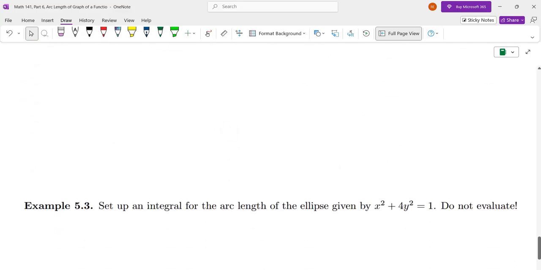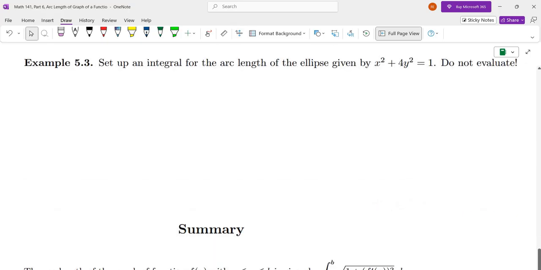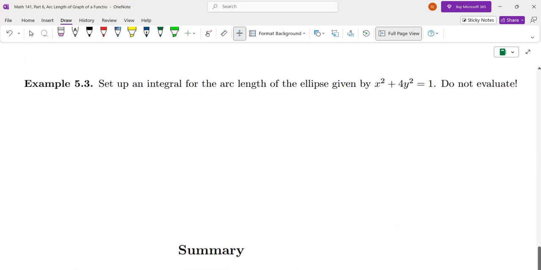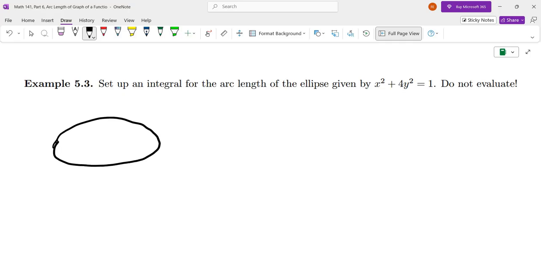So we'll do one last problem and then we will summarize. Set up an integral for the arc length of the ellipse given by this. Do not evaluate. Okay, so this one, they didn't ask us to evaluate. So if you look at the curve, you see that this is not a function. So we can't really use the formula unless it is a function.